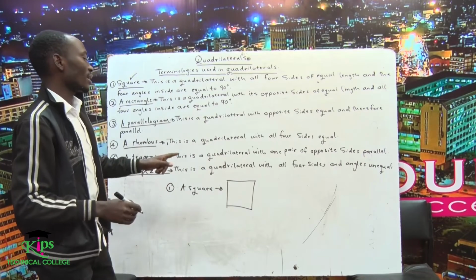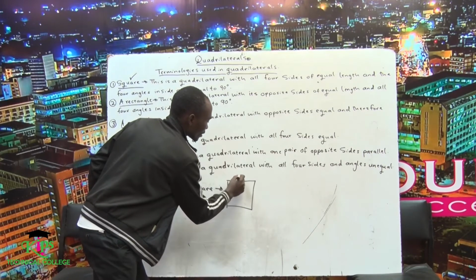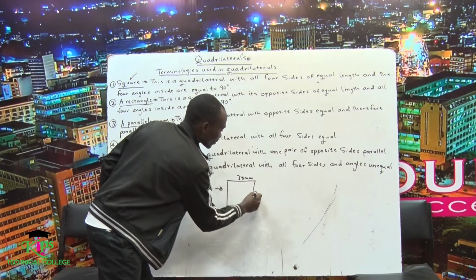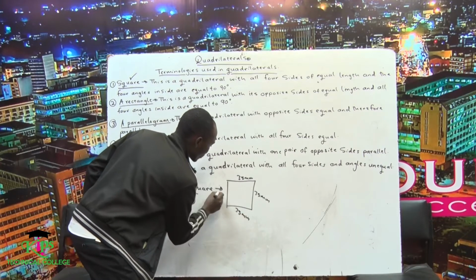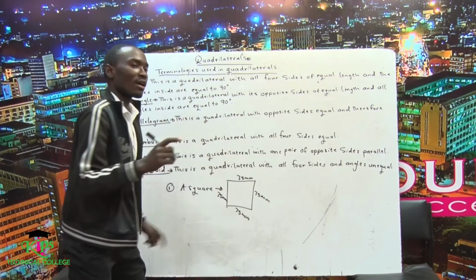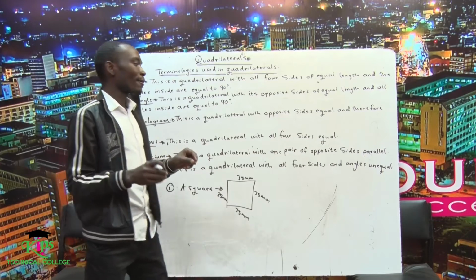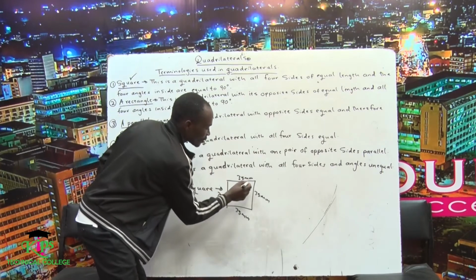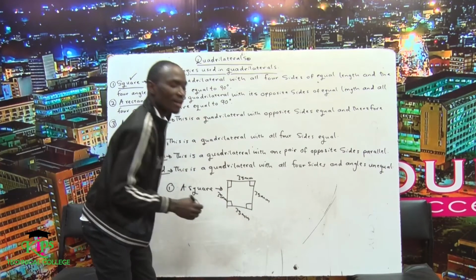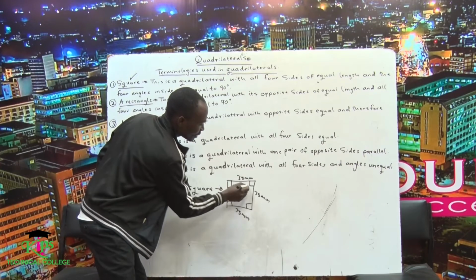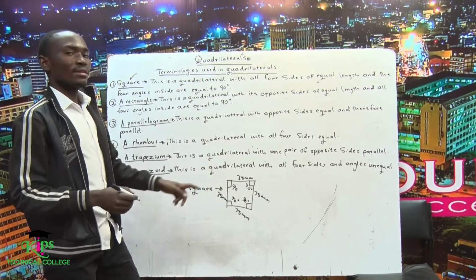In a square, all the sides are of equal length. So if this one is 35 millimeters, this is also 35 millimeters, this is 35 millimeters, and this is also 35 millimeters. So all four sides of this square are of equal length. We also have these angles inside. All these angles are equal to 90 degrees. This is 90 degrees, 90 degrees, 90 degrees, and 90 degrees. So this is a square.